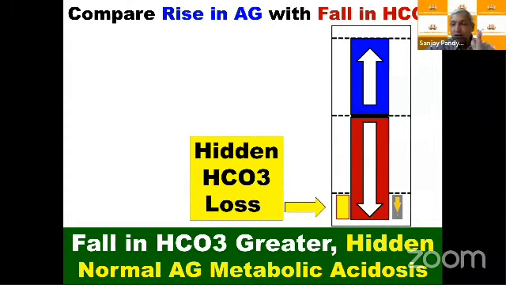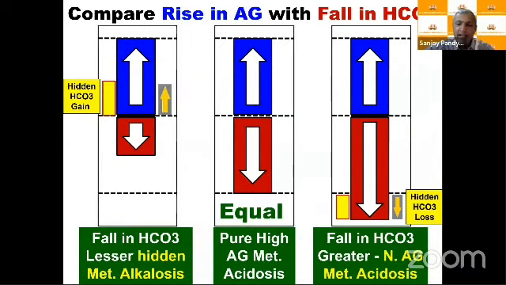So this is the final slide where we compare: if both are equal, pure high anion gap metabolic acidosis. If the fall in bicarbonate is smaller, that means there is hidden metabolic alkalosis. If the fall in bicarbonate is greater, it is normal anion gap metabolic acidosis. So the MOSSAD skill is comparing the rise in anion gap with the fall in bicarbonate. And with this, let us go ahead.